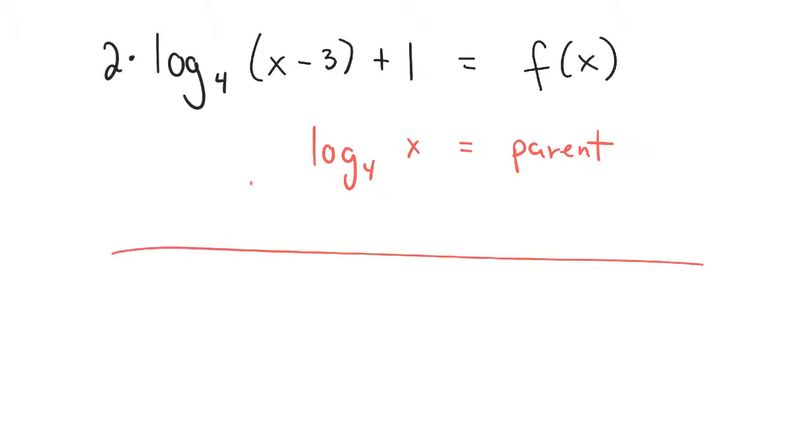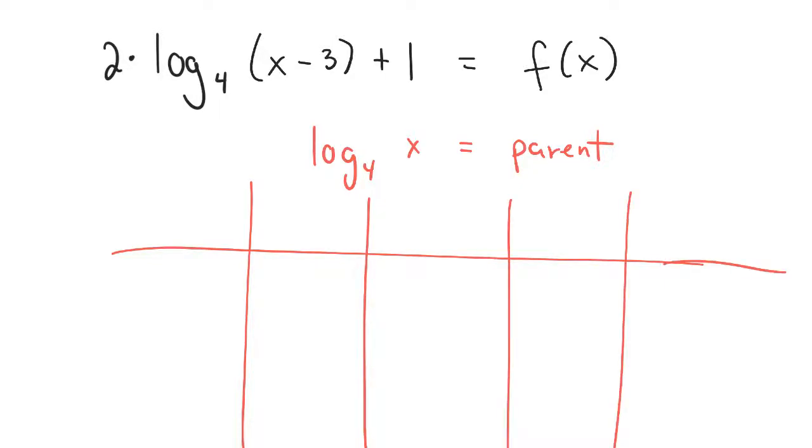Now, when I do this, I'm going to put x here and I'm going to put y here. I always leave a spot left for x here, because if I have a horizontal transformation, it's going to affect x. But the y value can be affected by a stretch and by a vertical transformation. So this is my general table I should be writing pretty much every time.